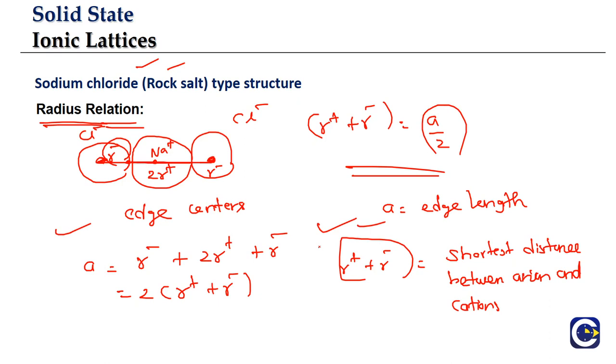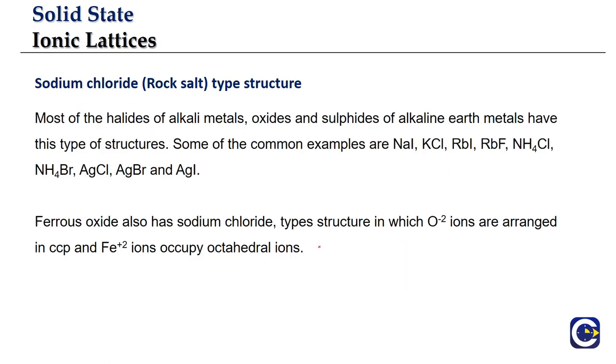So this is broadly what we have to cover about the sodium chloride or NaCl type of salt structure. And if you look at the examples of the substances that will have the NaCl type of structure, we have most of the halides of alkali metals and the oxides and sulfides of alkaline earth metals. Remember, this will be in which form? It will be in the AB type of form.